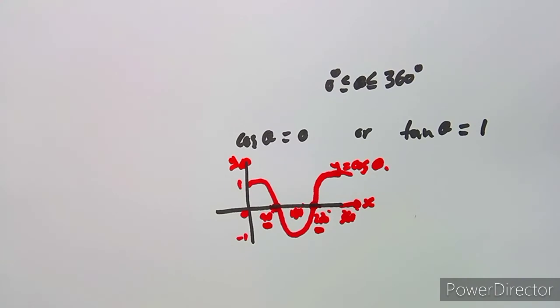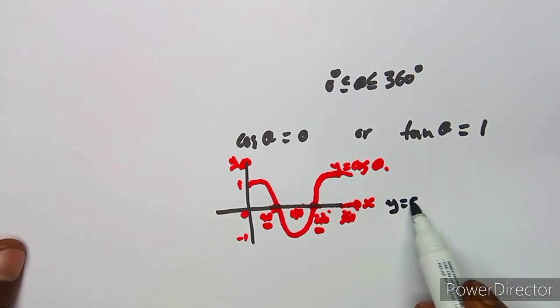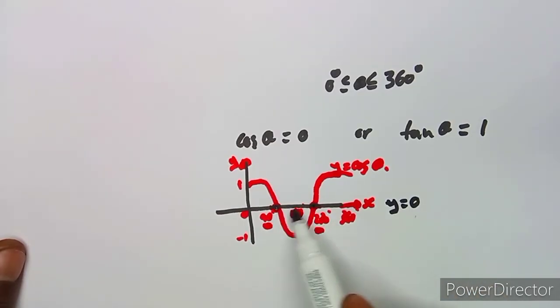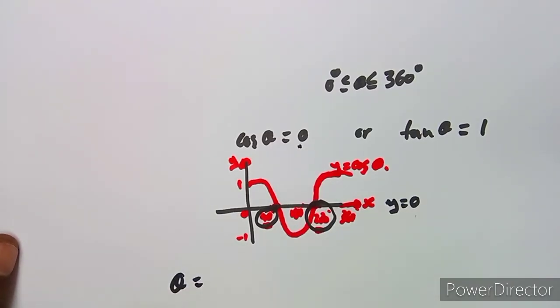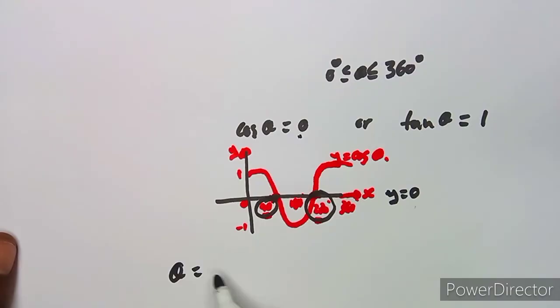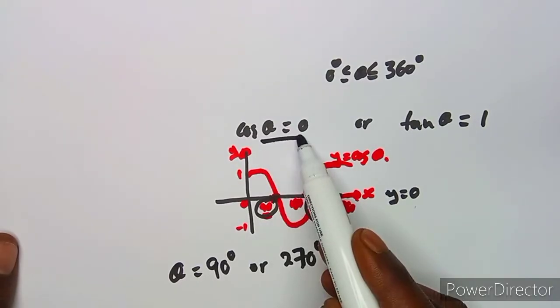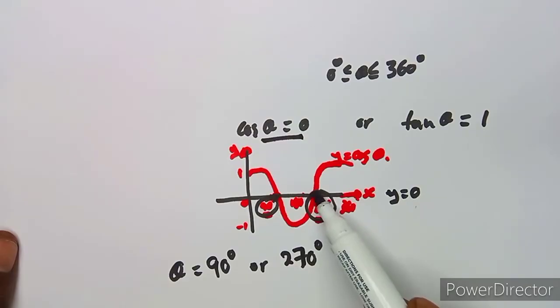When we say cos theta is equal to 0, we are simply saying when y is equal to 0, what are the values of x? So x is 90 and 270 degrees. So from here, your theta is going to be 90 degrees, or another one is going to be 270 degrees. That's what you're going to obtain from this one. When cos is 0, that is at 90 and at 270.